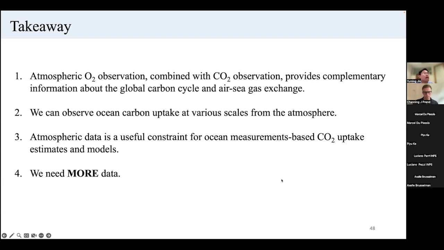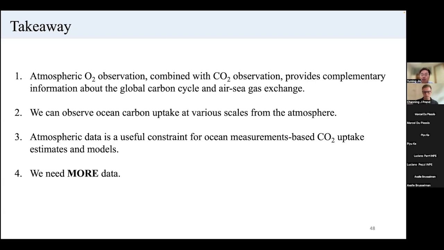Just a few takeaways of what I presented today. For the first point, I showed atmospheric oxygen observations provide complementary information on the ocean carbon cycle. Combining oxygen and CO2 observations really helps us understand the thermal and non-thermal processes driving the air-sea carbon flux. Oxygen flux could be a better tracer to study ocean metabolic activities because it is mainly driven by non-thermal change and is not buffered by the carbon chemistry.